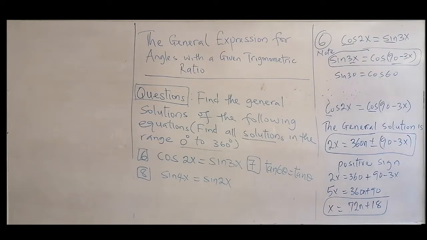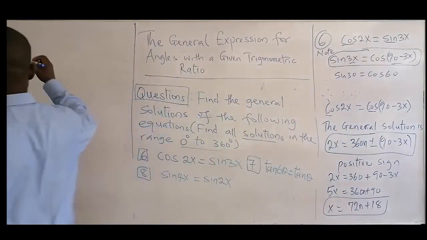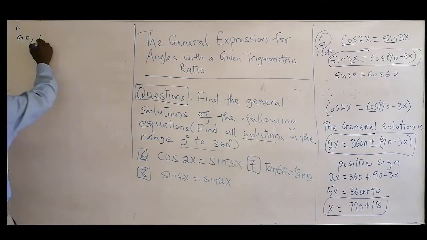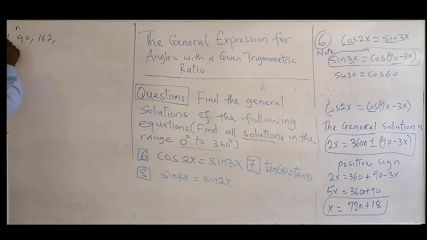So let's get the list of values. Let's get the solutions for that. When n is 0, we have 18. When n is 1, we have 72 plus 18, we have 90. When n is 2, for that equation, we have 72 times 2 plus 18, we have 162.